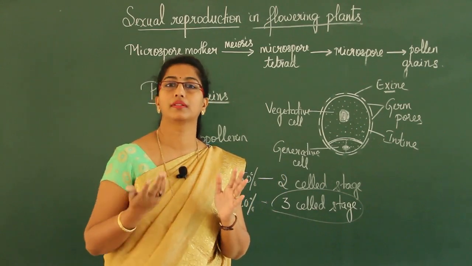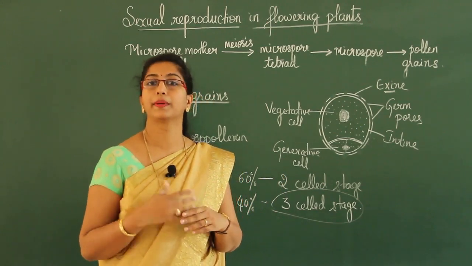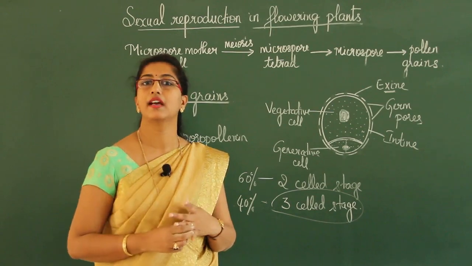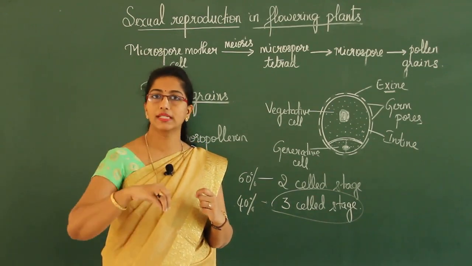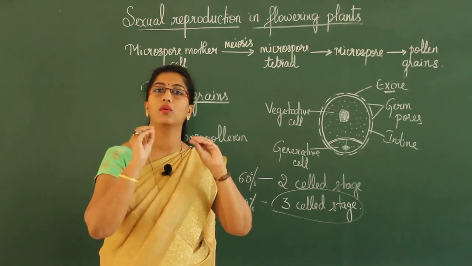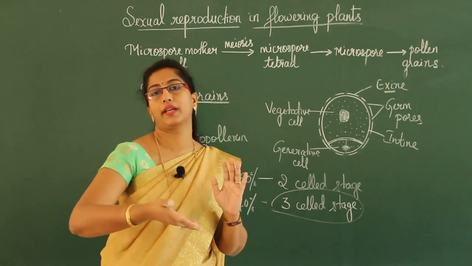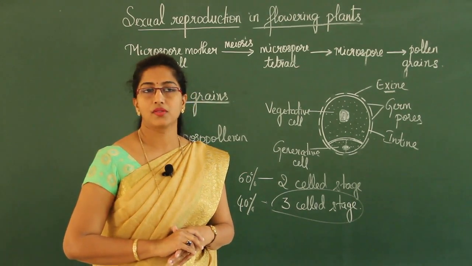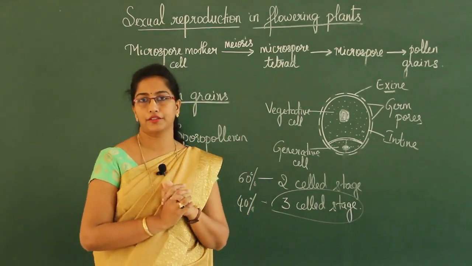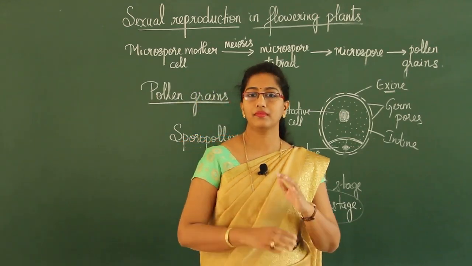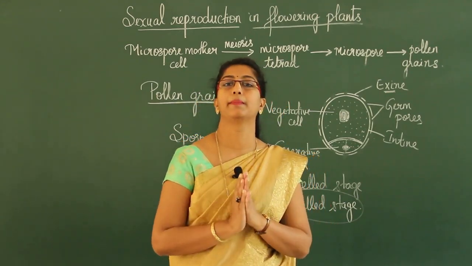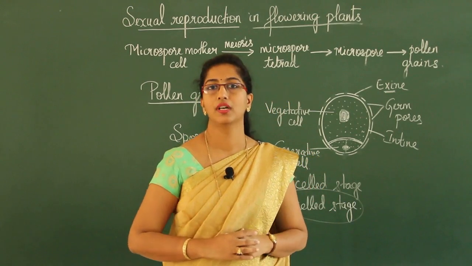For how long they can be active, for how long they can bring about fertilization, we call it viability. So before a pollen grain loses its viability, it has to land on stigma and bring about fertilization. So how long is the viability of the pollen grains? We cannot say precisely, because it depends on species to species.